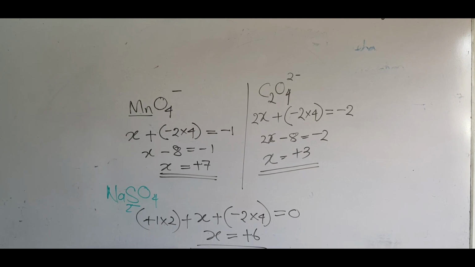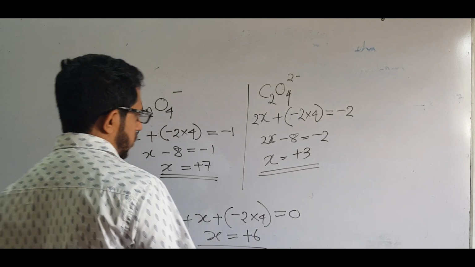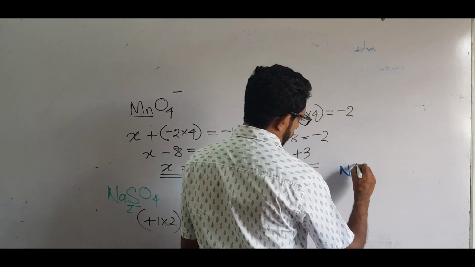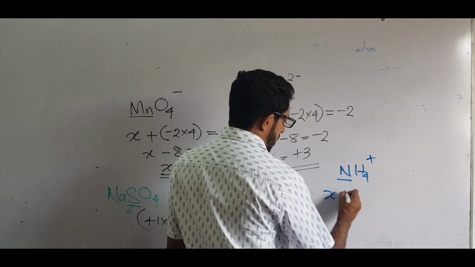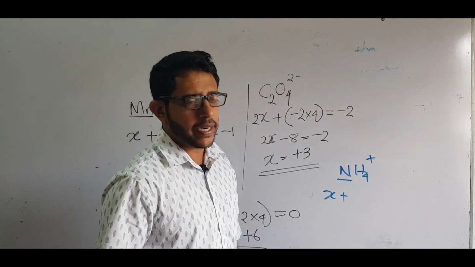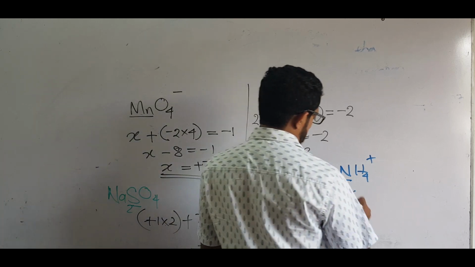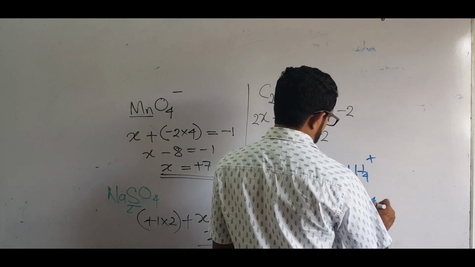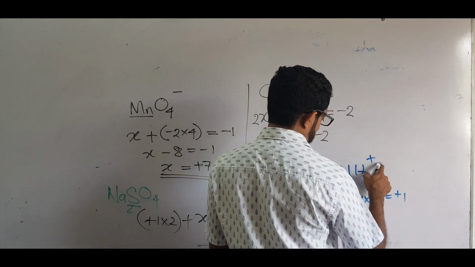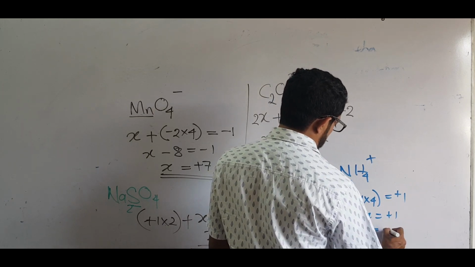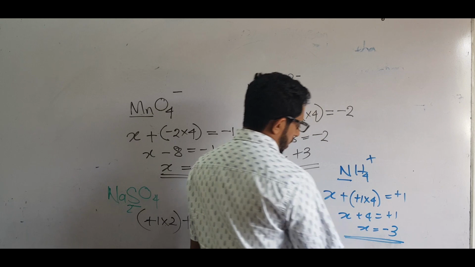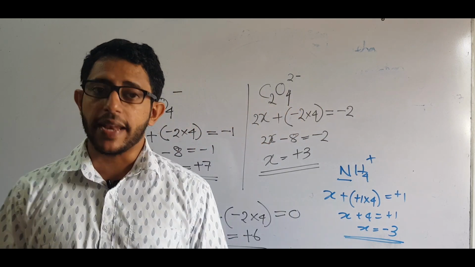Now, oxidation numbers can be positive, negative or fractions. For example, let us say we are going to find the oxidation number of nitrogen in ammonium, NH4+. Nitrogen X, plus hydrogen with non-metals +1. So, +1 into 4, that is equal to the total charge, which is +1. x + 4 equals +1, x equals -3. See, the oxidation state can be negative as well.